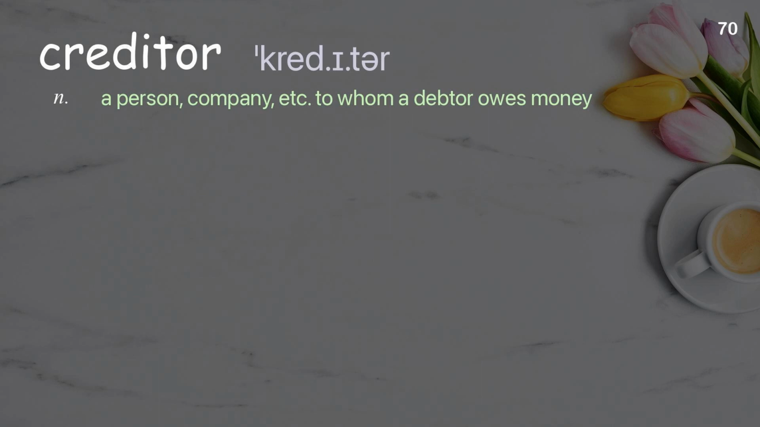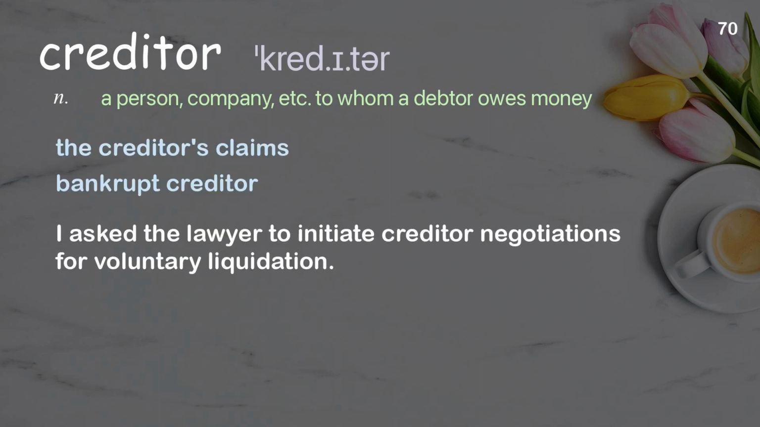Creditor: A person, company, etc., to whom a debtor owes money. Examples: the creditor's claims, bankrupt creditor. I asked the lawyer to initiate creditor negotiations for voluntary liquidation.